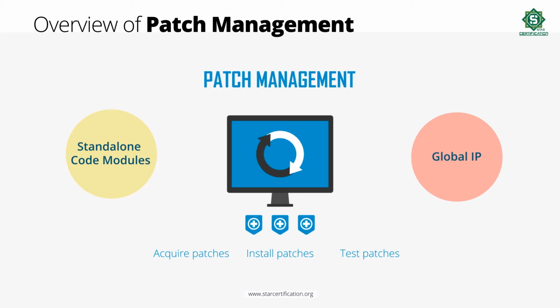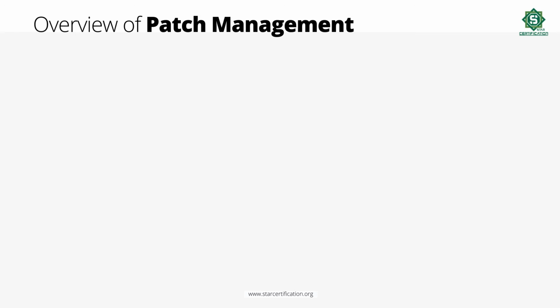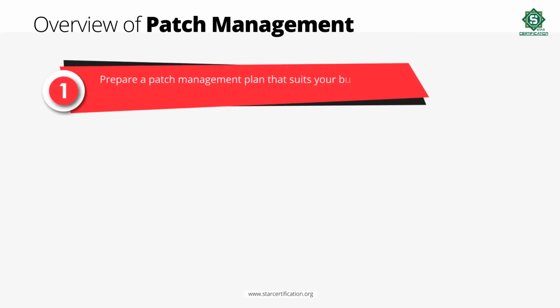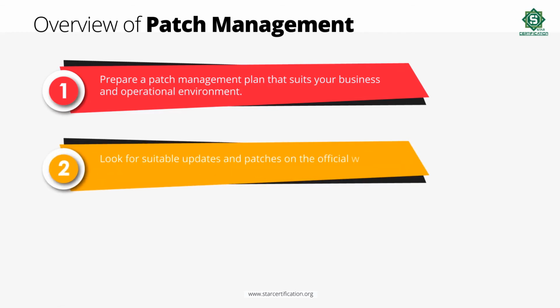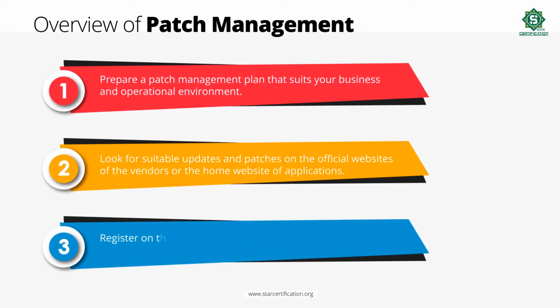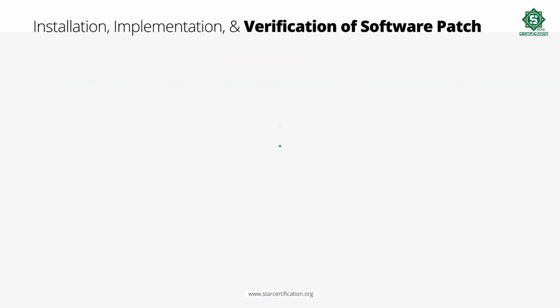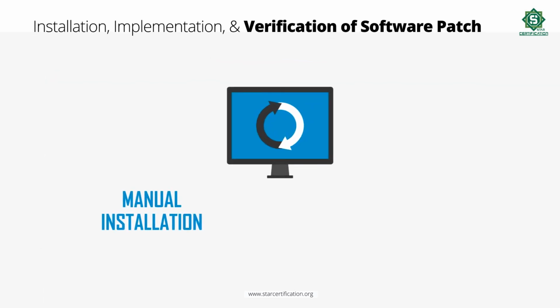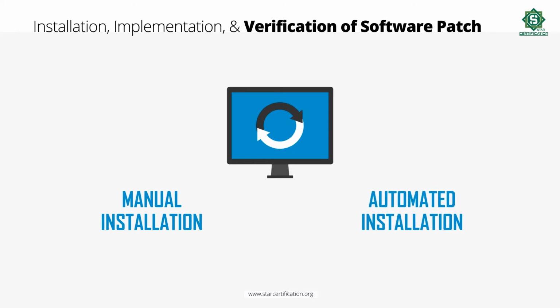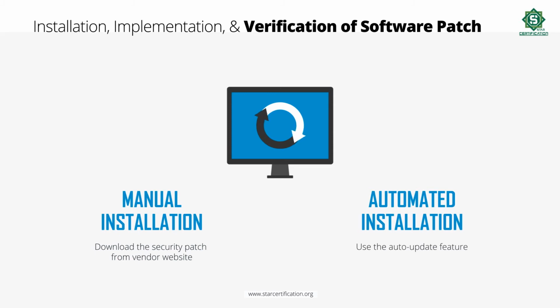The procedure to identify a suitable source for updates and patches includes: prepare a patch management plan that suits your business and operational environment. Look for suitable updates and patches on the official websites of the vendors or the home website of applications. Register on the application websites to receive alerts on related issues. You can install security patches either manually or automatically. For manual installation, download the security patch from the vendor website, whereas for automated installation, applications use the auto-update feature.